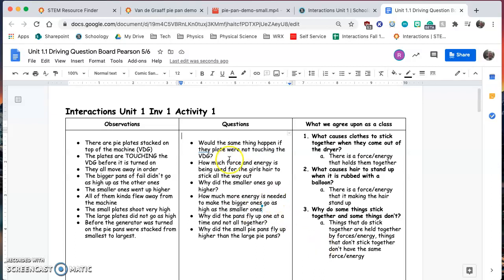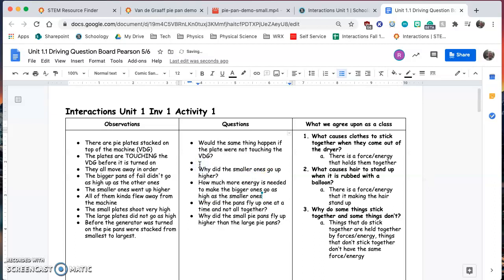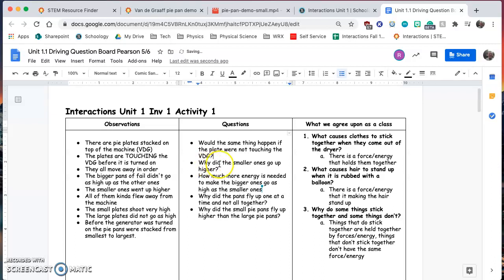Okay, so would the same thing have happened if they were not touching the VDG? Typo there. Okay, how much force and energy is being used? Oops, that's about something different. And again, I know we're sort of figuring out where things are going. Why did the smaller ones go up higher? Again, a lot of clarifying questions to help us sort of drive our further investigations, okay?